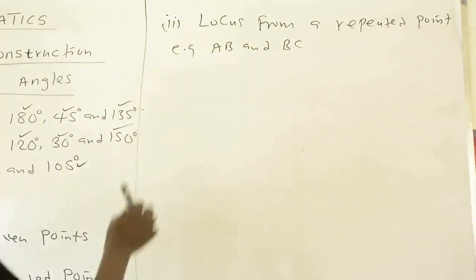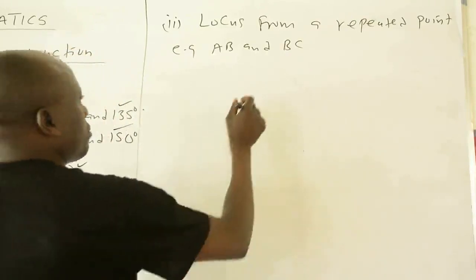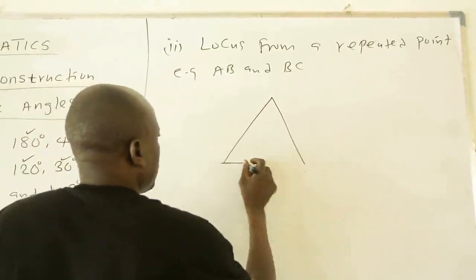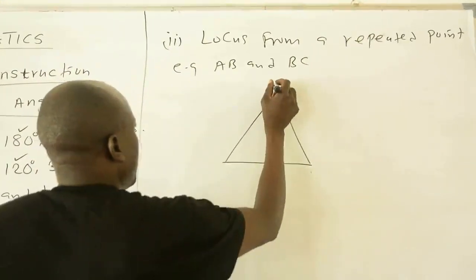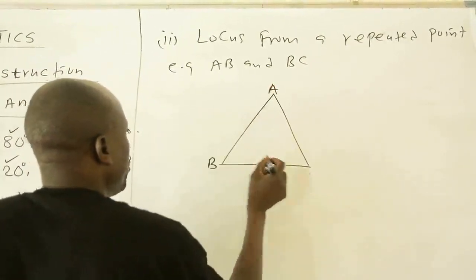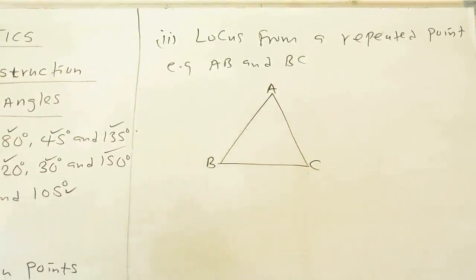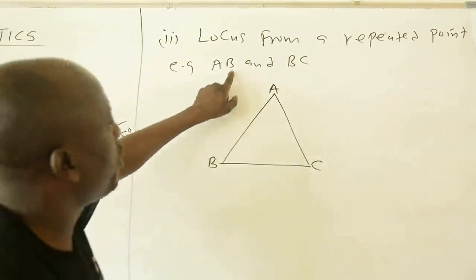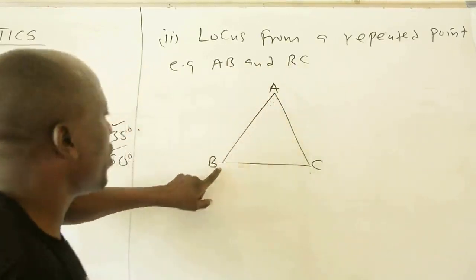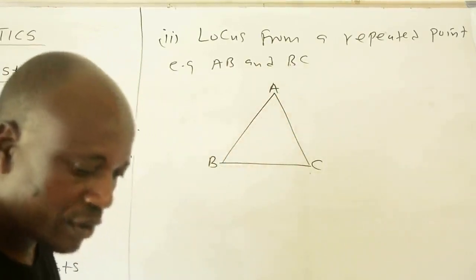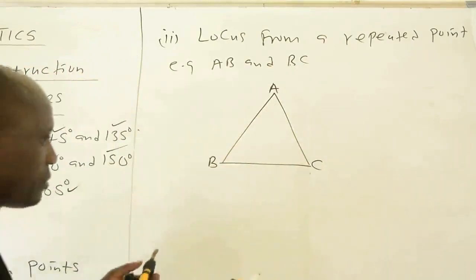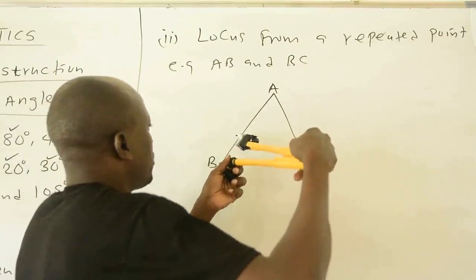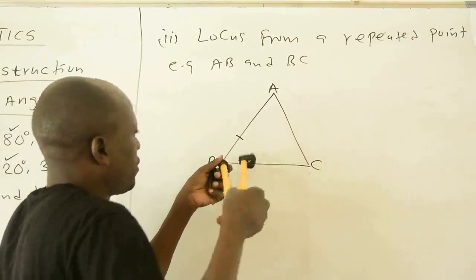Now, draw any triangle of your choice. This is a triangle. Then you label it ABC. Since point B is repeated, it means you are going to bisect angle B. So place your compass at B. Then you cut an arc on this side. Cut an arc on this side.